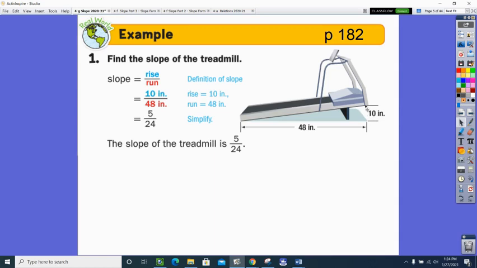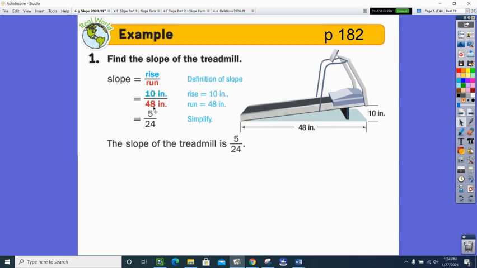is that this piece of the treadmill, look at what I'm tracing, there's the y-axis kind of looking, right? That is your change in y. That is your rise. That's your vertical change, and that's why the 10 inches goes on top. And then the length of the treadmill here, you can see that is your run. That's your horizontal length or distance, and that's 48.